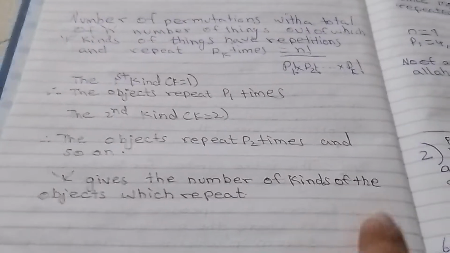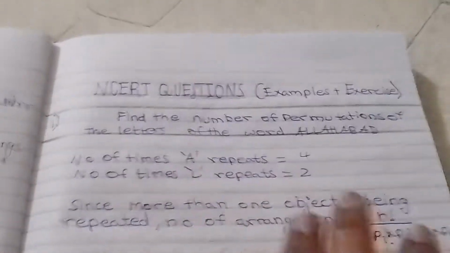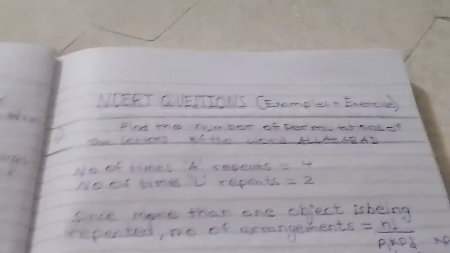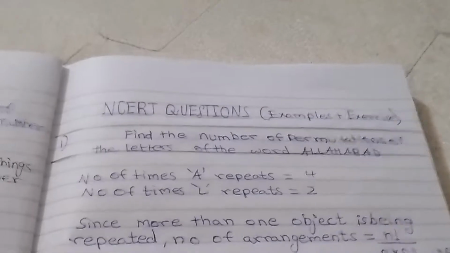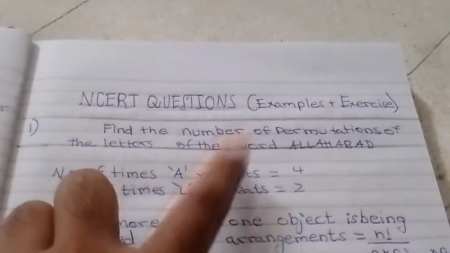So guys, these are the NCERT examples I'm starting with. First example is, I did not do all the questions, only a few important ones, so that which is enough to get the idea. I believe you can do the rest on your own, which could be direct formula question. Find the number of permutations of the letters of the word Allahabad.